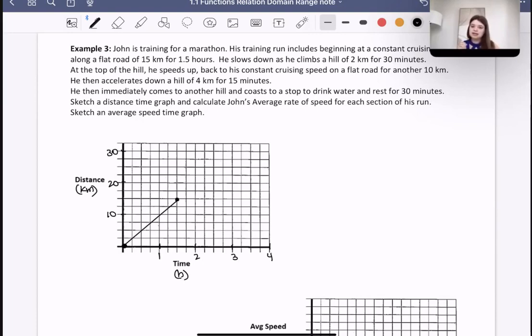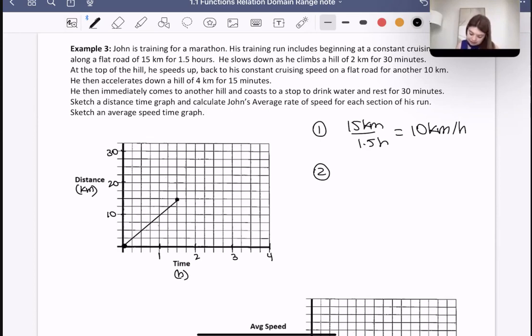What's his average rate of change for part 1 of his run? That's going to be 10 kilometers per hour, right? Because it says he's along a flat road, 15 kilometers for 1.5 hours. So 15 kilometers over 1.5 hours is equal to 10 kilometers per hour. So that's his average rate of change for that part of his run.